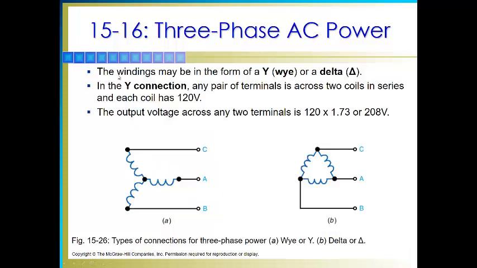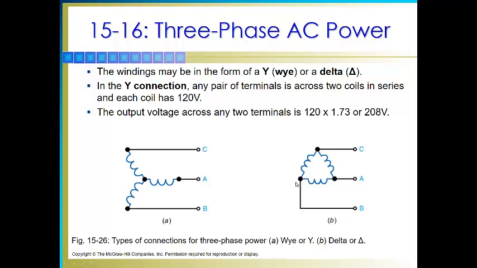The windings may be in the form of a Y or delta. These are the two types of three-phase connection. You can either have it like this. This is called the Y, for obvious reasons, right? It looks like the letter Y. This is also sometimes called the star connection. And this is called the delta connection.